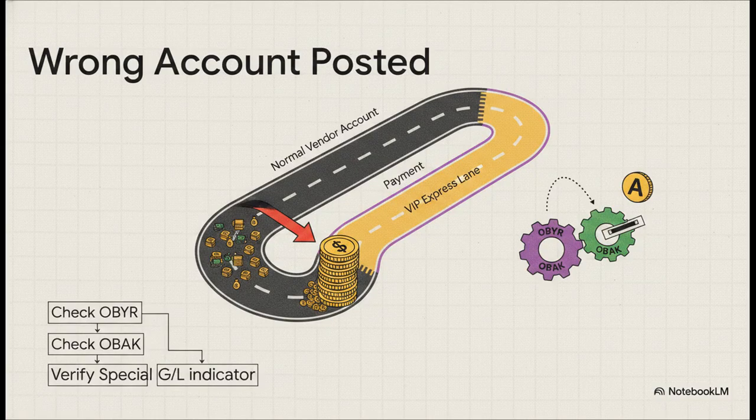Or what if a payment entirely bypasses your special VIP lane and hits the normal vendor account by mistake? Yeah, that usually means the special GL indicator was left out entirely during posting. To stop it from happening again, you'll need to go back and verify those OBR and OVAK mappings in the configuration to guarantee the system forces the correct routing.